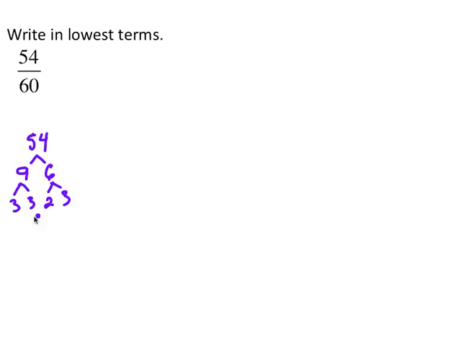Then what you're looking for is just the ends of all the branches, once they're as far as they can go and you only have prime numbers. And we're going to list all those numbers multiplied together to equal 54. So I usually start with the smallest and work my way up, but it really doesn't matter the order. So we have a 2 and we have 3 3s. Okay, and if you multiply those out, that will equal 54.